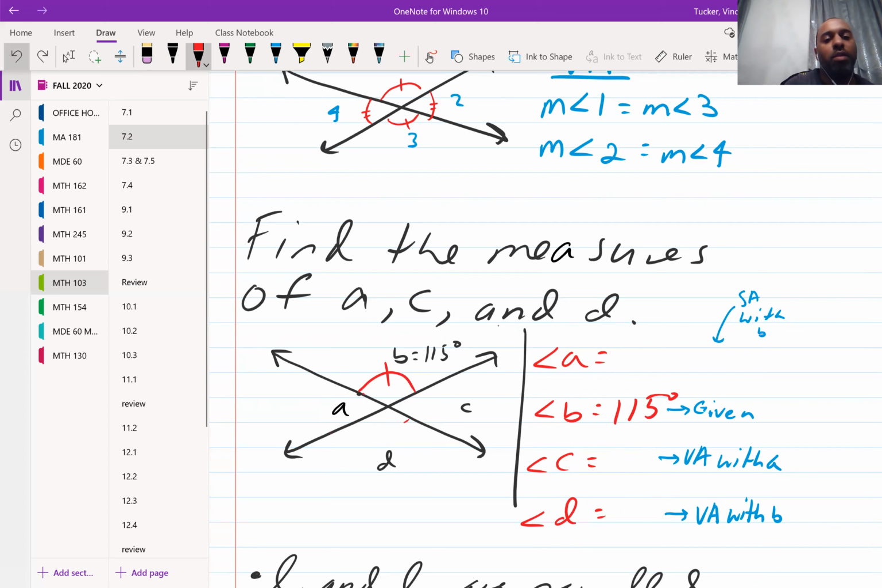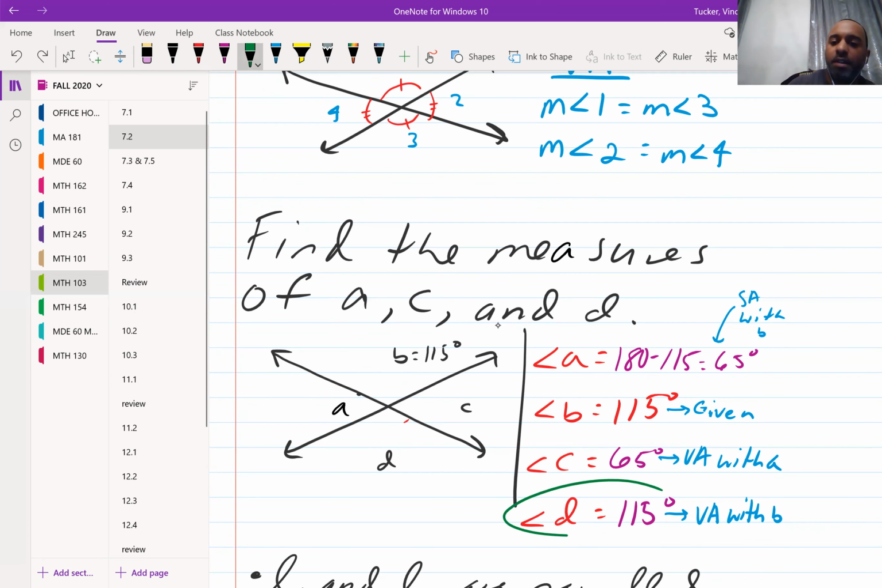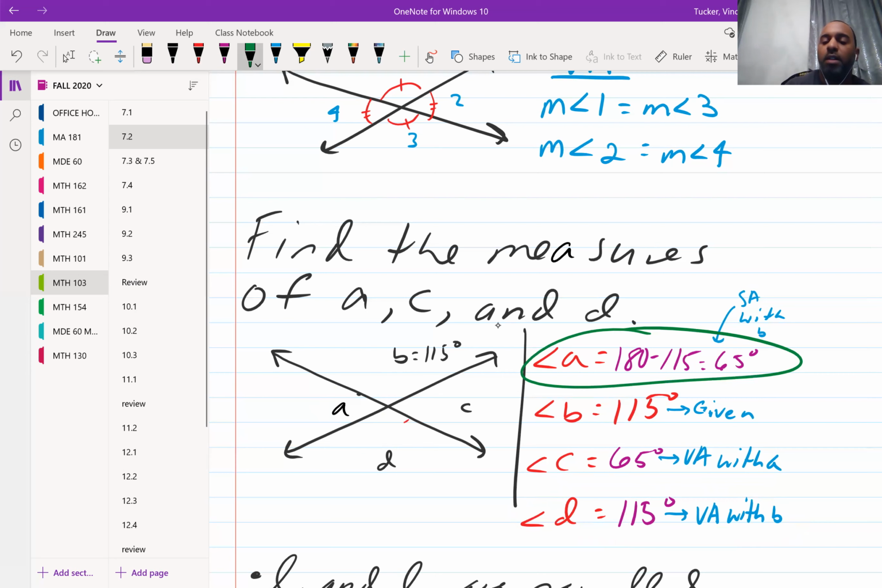So if you look at D, D is 115 just like B was, because, as you see in blue, I'll give you the reasoning: it's a vertical angle with B. Then it doesn't matter which one you decide to find next, whether it's A or C. I decided to go ahead and find A next.